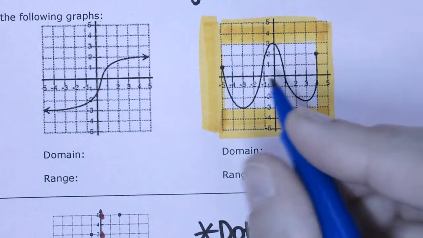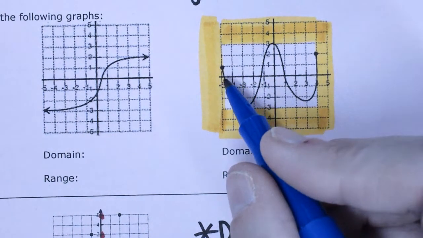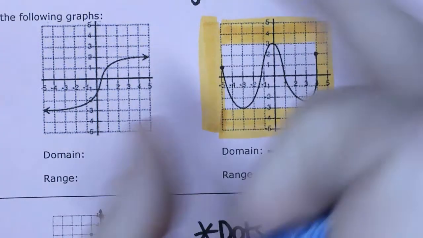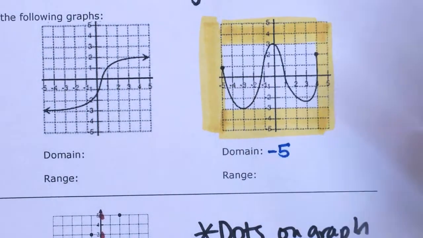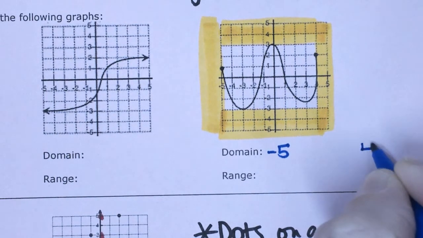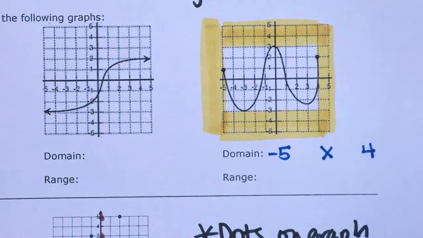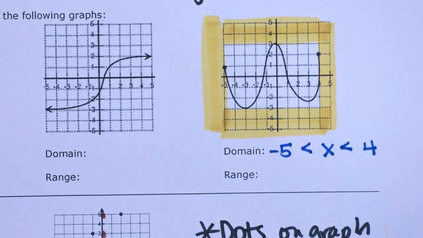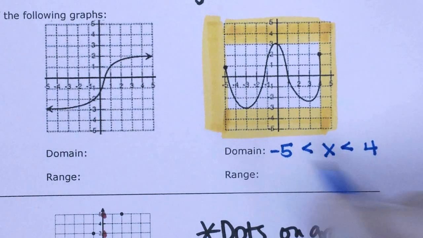My x values. What is the lowest x value I have? Well, the lowest value I see over here is -5. All of my values are locked into this little box, so they're between these values. So my biggest value is +4. My x is in the middle. I always put less than signs in between them. So this is between -5 and 4.